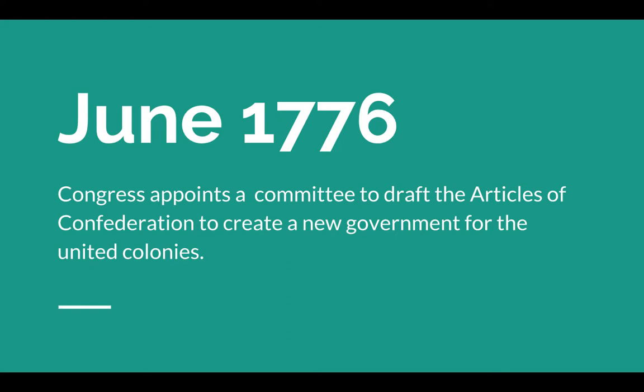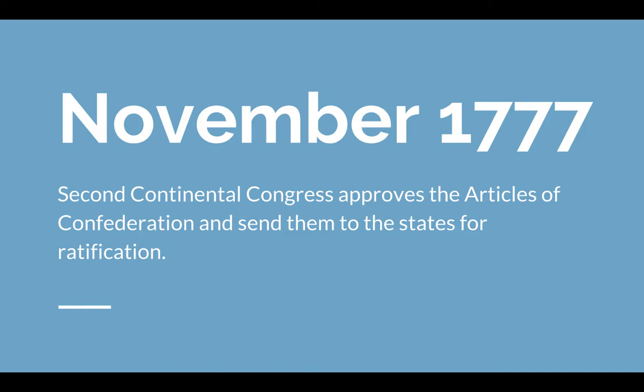June 1776, Congress appointed a committee to draft the Articles of Confederation to create a new government for these united colonies. And then, fast forward to 1777 in November, the Second Continental Congress approved the Articles of Confederation and sent them to the states for ratification.